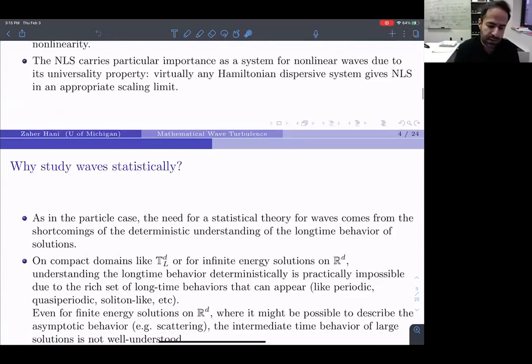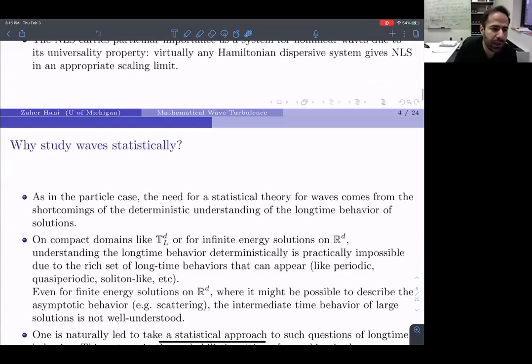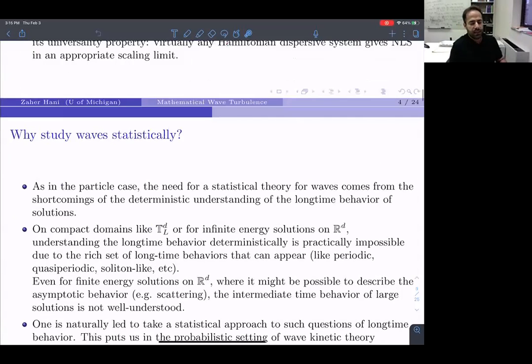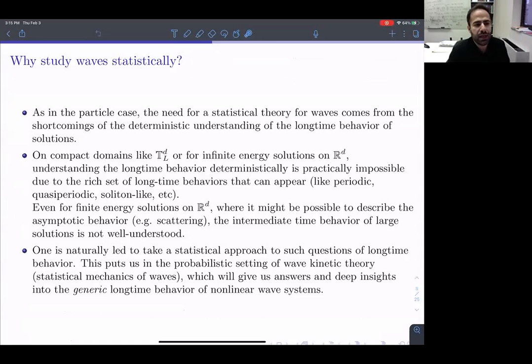And okay, so this is a slide to justify why we need to think probabilistically or statistically about things. And the reason for that is the same reason that we think statistically in classical mechanics for the system of n particles that Boltzmann considered.